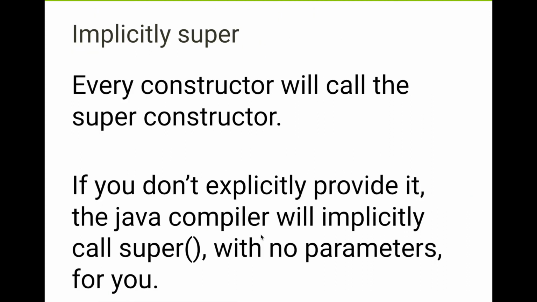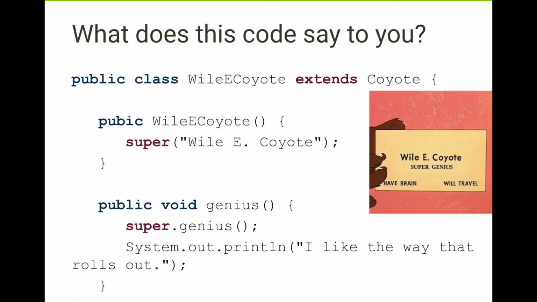Here's what we need to remember. Every constructor will call the super constructor. If you're a subclass, you're going to call the superclass's constructor. And if you don't explicitly create a constructor, the Java compiler will create a default constructor. And in that default constructor will be one line, and that is super paren paren. So it will call the super constructor if you don't provide one.